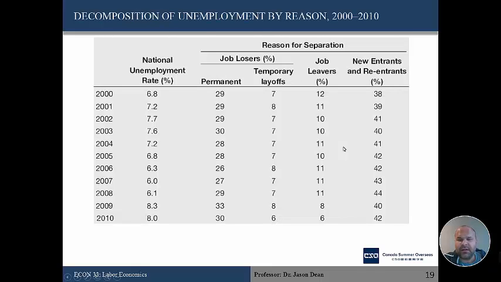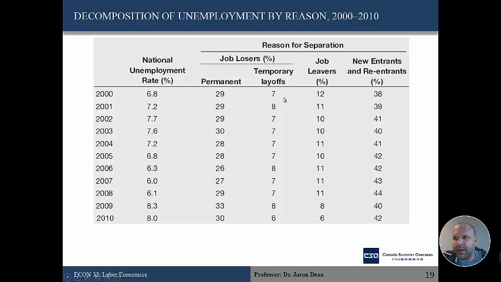Now let's look at some data for Canada and some of the reasons why people become unemployed. For example, let's look at the first row here. In the year 2000, the national unemployment rate was 6.8%. If we look at the percent that are job losers, 29% of them were permanent and 7% were layoffs. So if you add these two together, 36% of the unemployed were there because of involuntarily losing their jobs. And the vast majority of that was permanent losses.